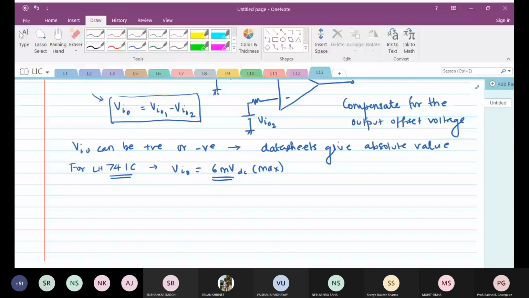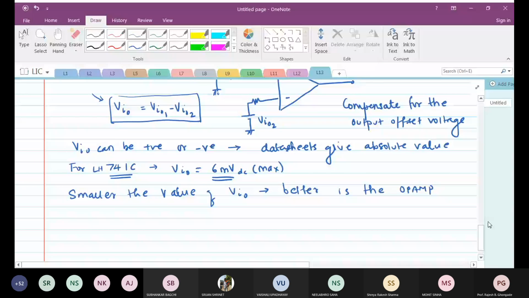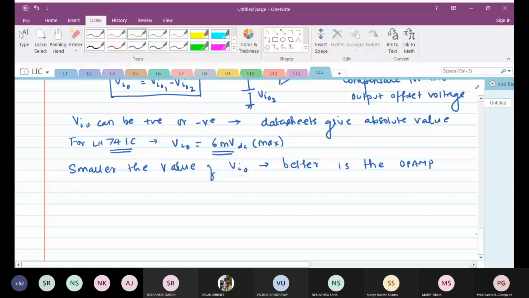It is very, very similar to that. Now, smaller the value of VIO indicates better is the op amp. So this is again one of the figures of merit. So we have seen the input offset voltage. Next is the input offset current.